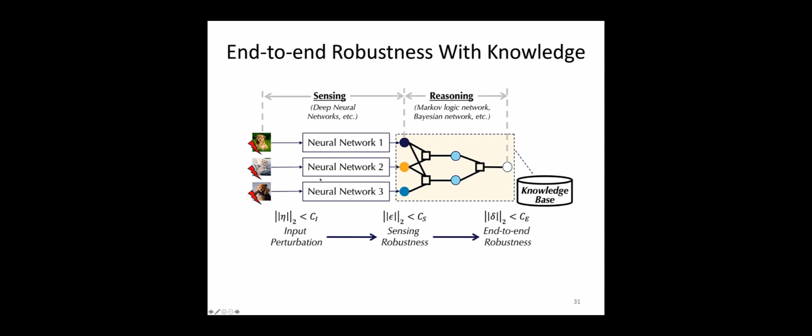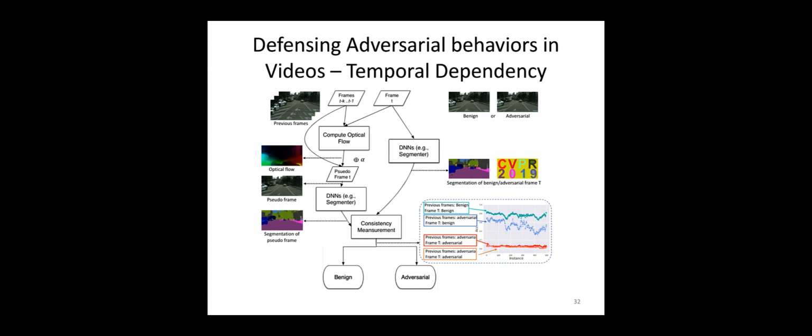This is very generic, and the knowledge here could be anything. For example, we can give the knowledge that a stop sign always has a certain shape, or that if other cars stop, you should also stop. Next, I will give a very simple example of statistical knowledge, in terms of temporal consistency, to improve the robustness of object detectors on video data.